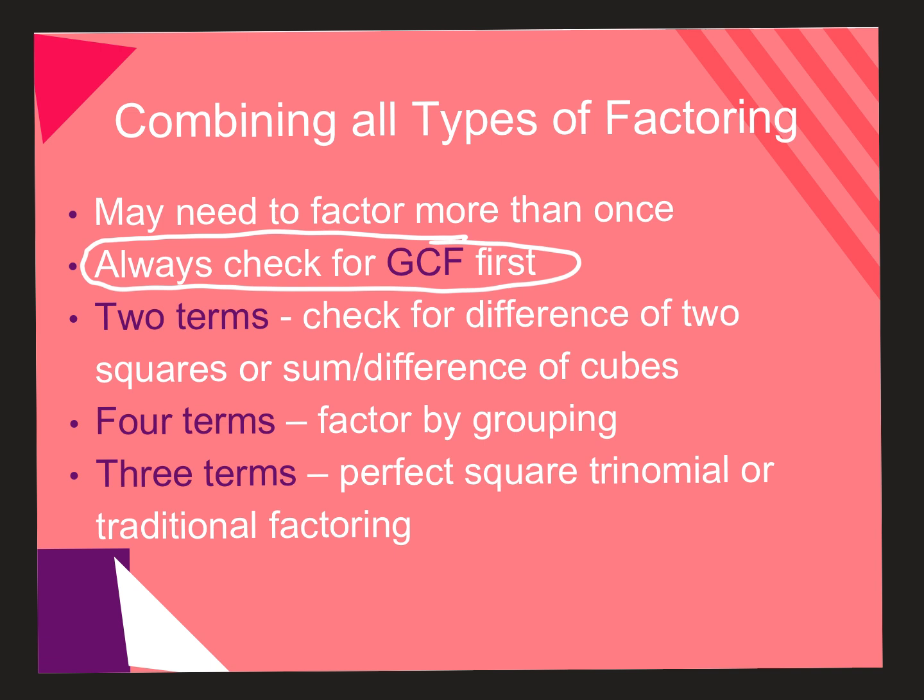If there's four terms, think, okay, after we take out that GCF, we're going to group first two and second two. And then if there's three terms left, check to see if it's a perfect square trinomial or just factor it traditionally. So we're just going to go through a bunch of different examples right now. So make sure you guys are writing everything down so this will help you with your homework.